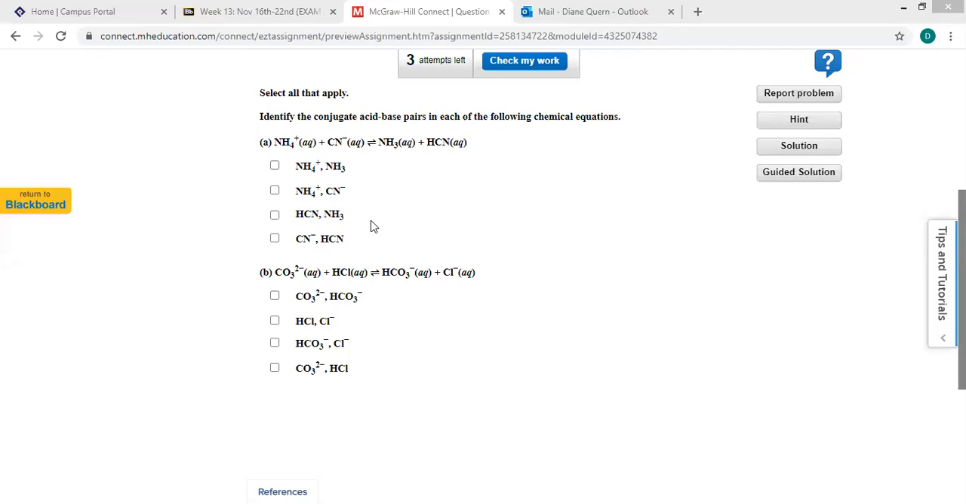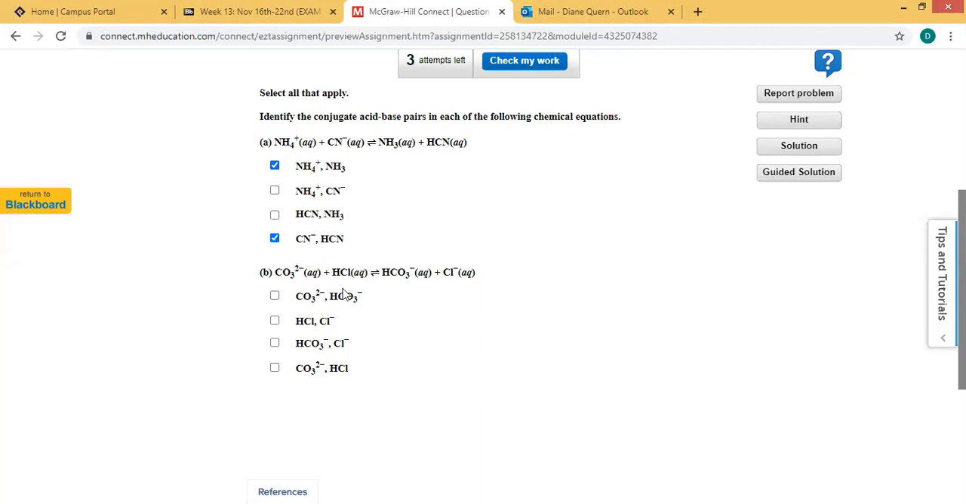So let's go back and answer the question. It said, identify the conjugate acid-base pairs. And we just said NH4 plus, the acid, is forming NH3, that conjugate base. CN minus, the base, is forming HCN, that conjugate acid. Okay, so that would be the pairs.